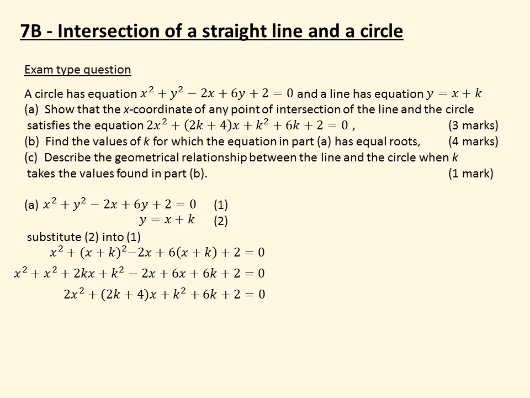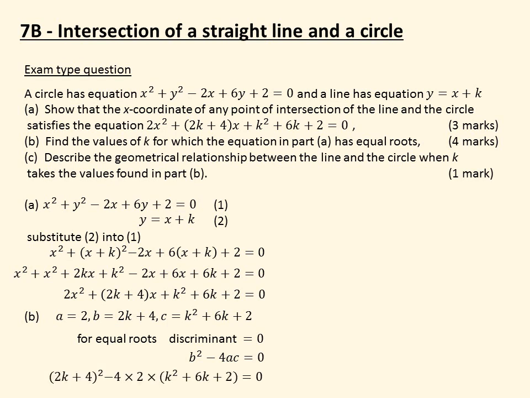In part B, we need to find the value of k so that the quadratic has equal roots. If we write down the value of a, b and c, we can use the fact that equal roots means that the discriminant has to be equal to 0.